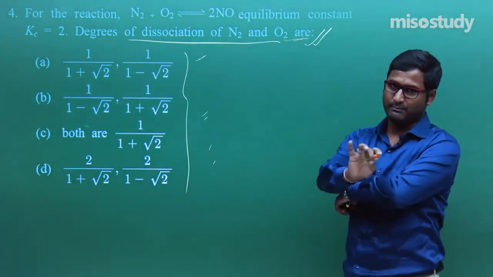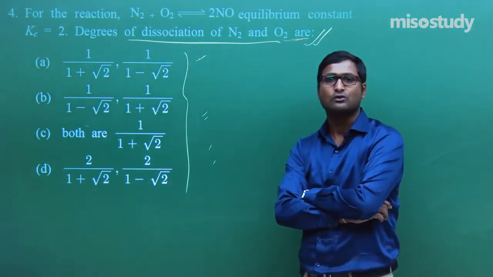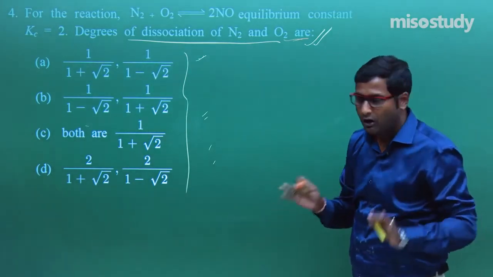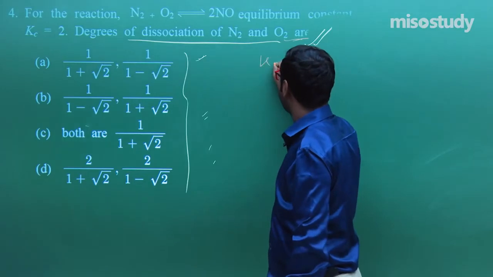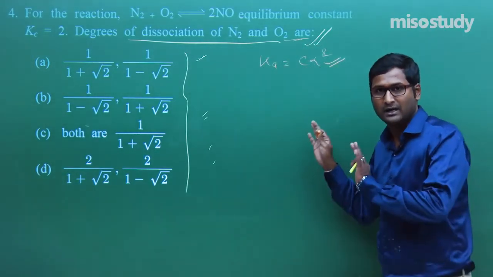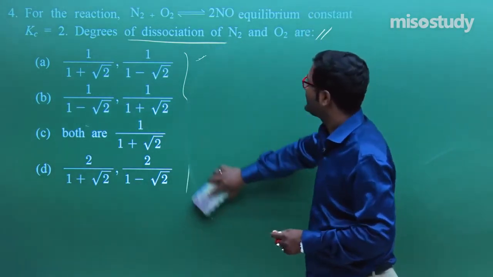As we know, the degree of dissociation is equal to the number of moles dissociated upon the total number of moles taken. Or there are many more methods, that is K is equal to C alpha square, where alpha is the degree of dissociation. Am I right or wrong? There are various methods. Now in this expression, what is given here?